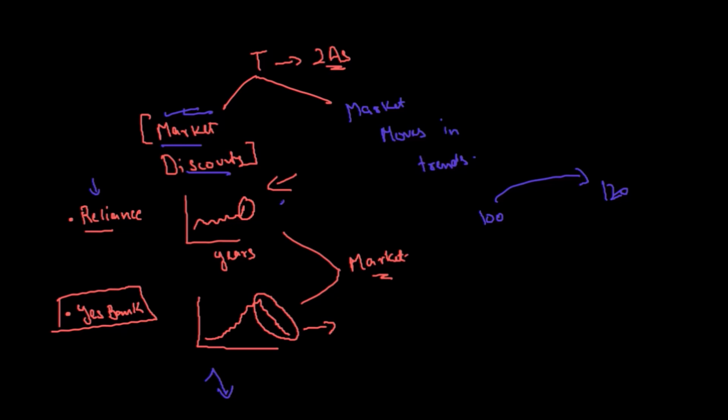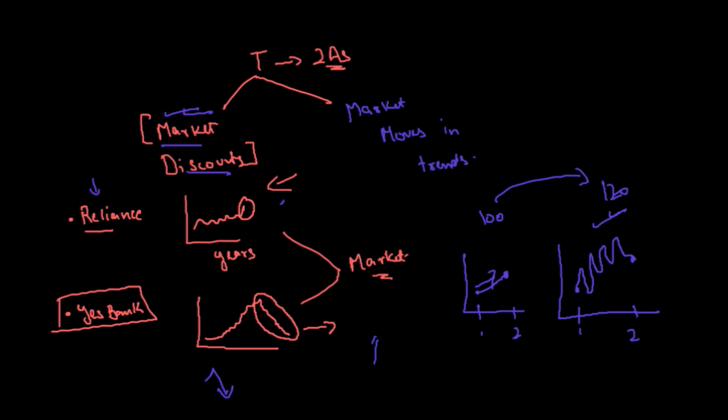Now there are two scenarios how Reliance could go to 120. Let's suppose this is year 1 and this is year 2. It was 100 and then it went to 120. So it could have gone like this, or the other way, year 1, year 2, 100, 120. It could have gone something like this. Now the answer to this is always this: market never goes in a straight pattern.